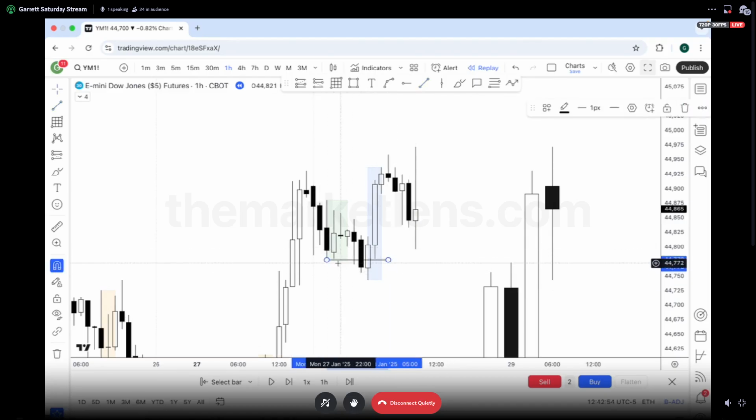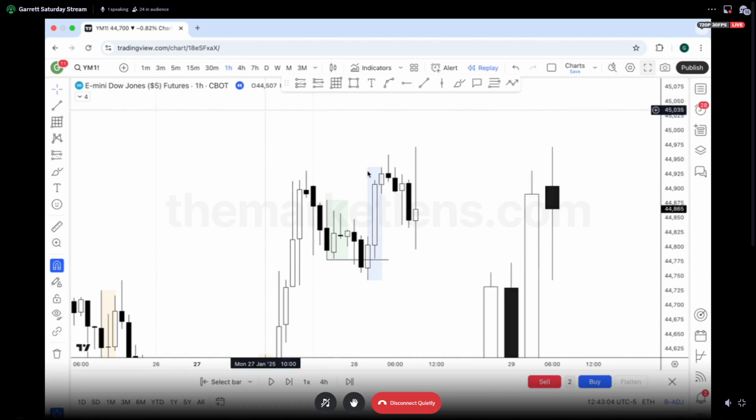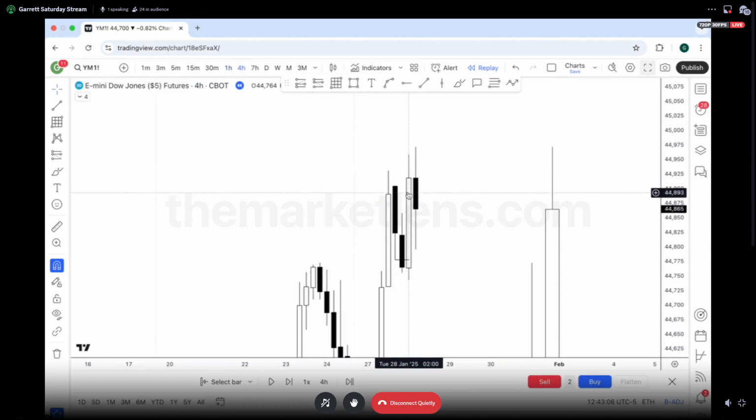Right? You have a manipulation. So what does Asia do? It consolidates. What does London do? Right? You can trade inside this candle. Why? If I go to the 4-hour chart, what do we see? An expansion candle, right? So this is on YM.